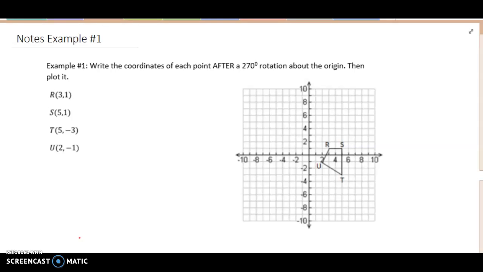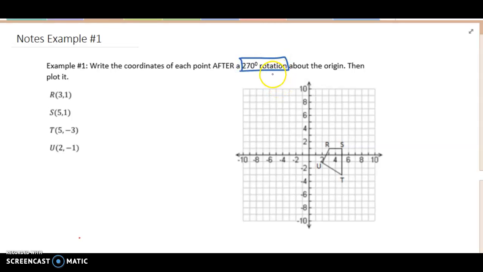All right, guys, let's do a few more examples on this little note packet. There's just 4 of them, and it should be pretty quick. So in example 1, it says, write the coordinates of each point after the 270-degree rotation.